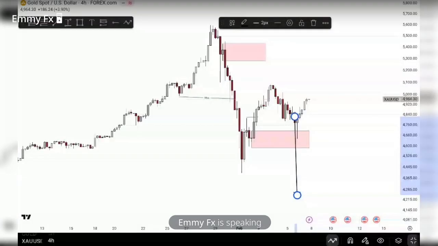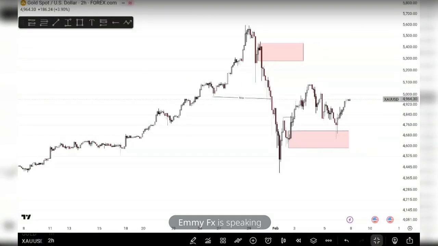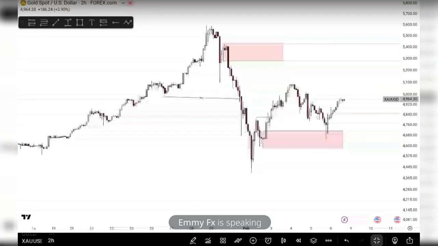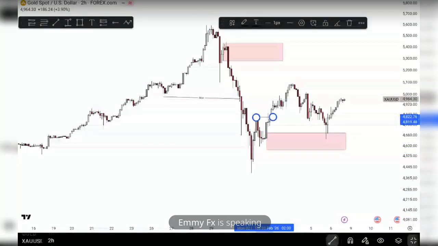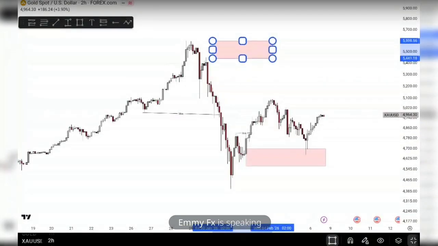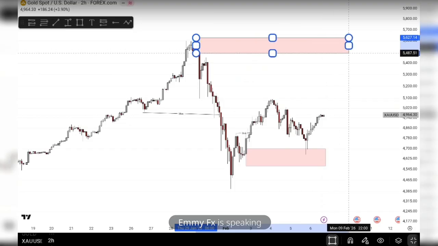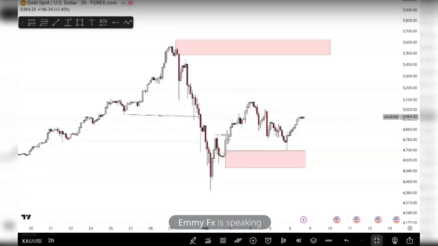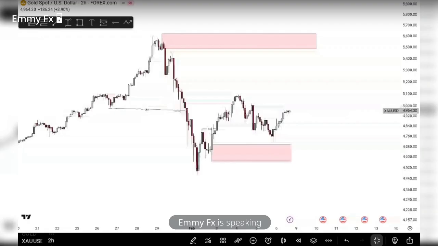I want us to move to our 2 hour time frame. In our 2 hour time frame, we have price reacting from this internal break of structure. I'm going to refine this to this origin because it's going to be the origin that causes this market structure shift to the downside.